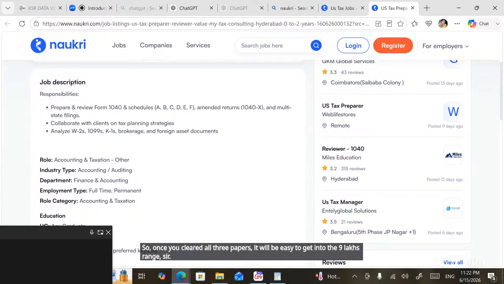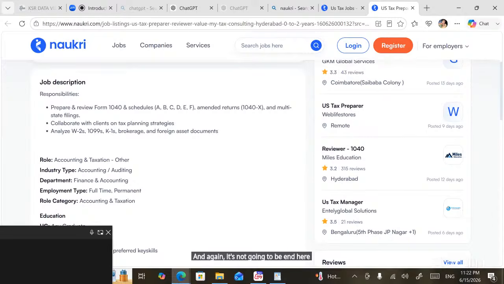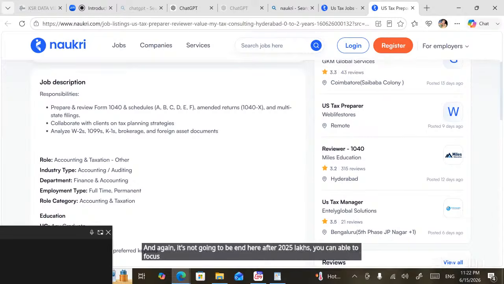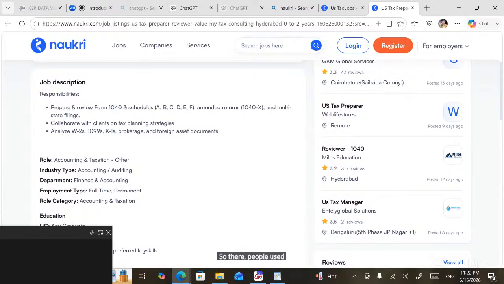And again, it's not going to end here. After 20-25 lakhs, you can slowly focus on complete US taxation, like US CPA and CMA, sir. It's completely like a chartered accountant in India. That kind of level it will be for the US market. There people used to get a 70 to 80 lakhs package. You can check it on the internet, US CPA and CMA, sir.